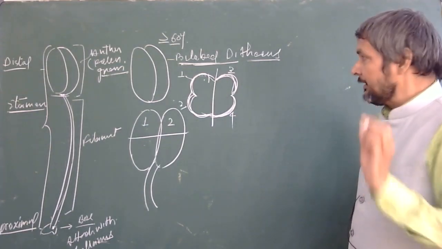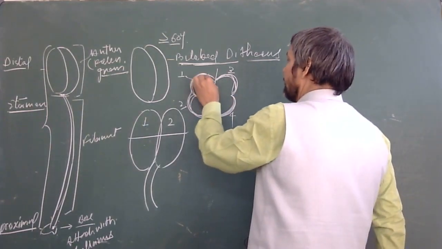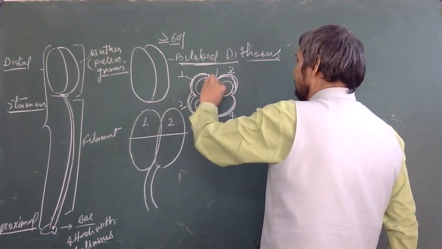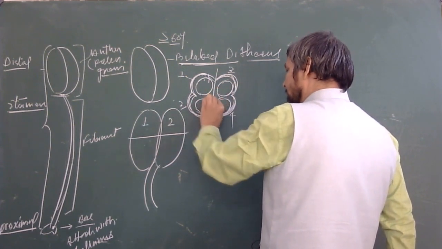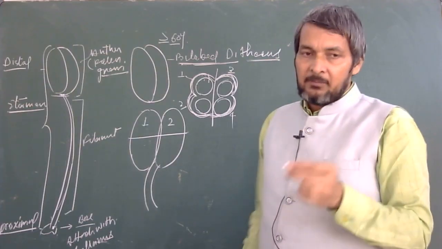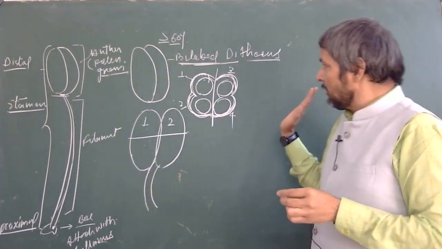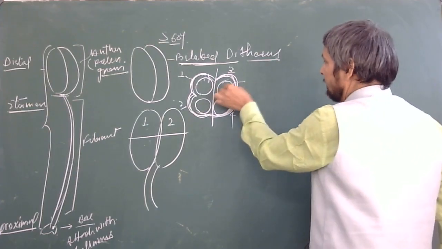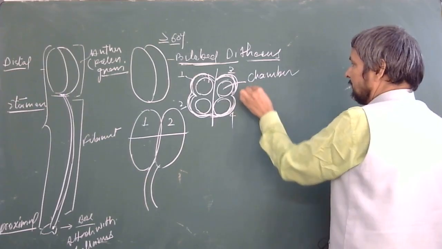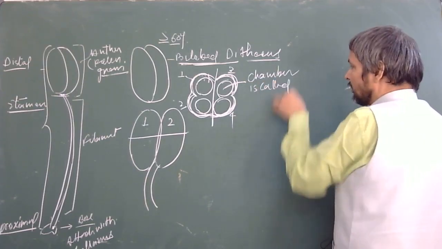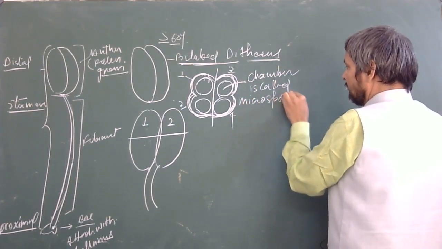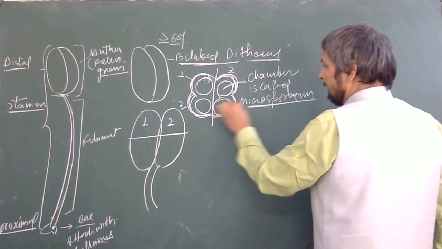So why do we call it theca? Inside the theca, you can see there are two compartments in each theca, and what occurs in the compartment? The development of pollen grains, microspores, male gametes will develop, or pollen grains will develop. So this cavity, this chamber, is called the microsporangium. This is the microchamber.